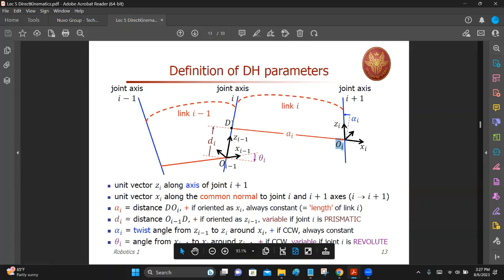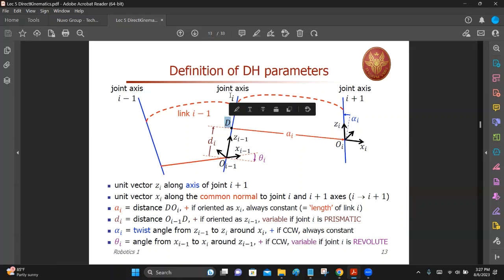So this point is a variable. If this joint I is prismatic, then point D moves up and down as you actuate this joint. The axis of motion is this axis. If this joint is rotary, D is fixed, constant, but theta is a variable.